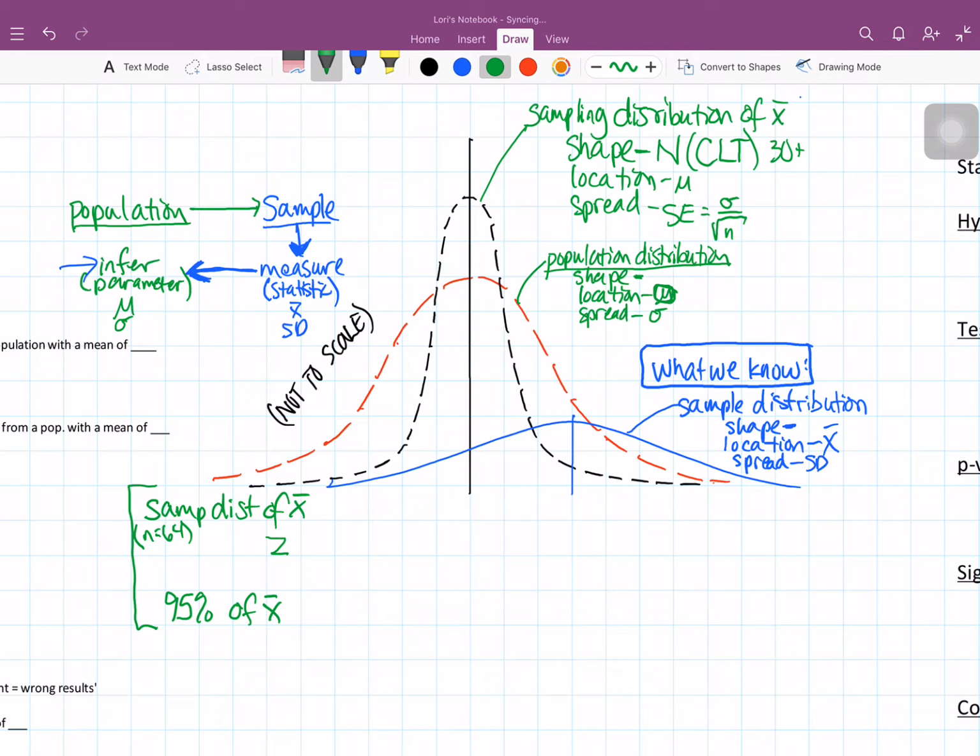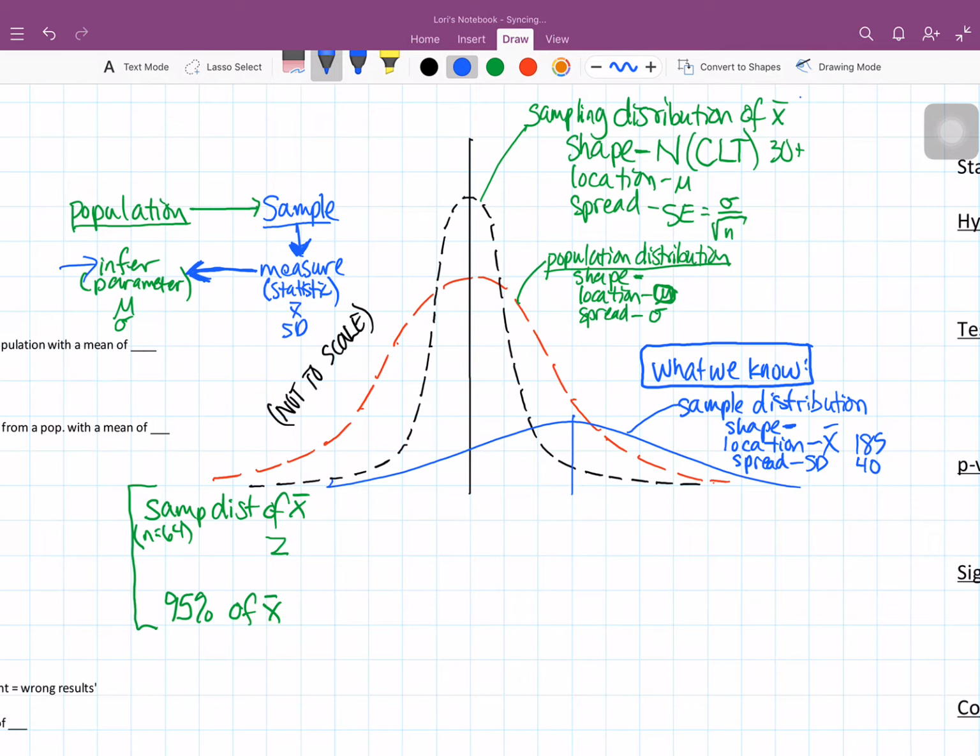Let's say that we have a sample that we have drawn from our current population, and we know that the location for that, the average, is 185, and the standard deviation is equal to, let's see, I wrote down on my notes, standard deviation is equal to 40.